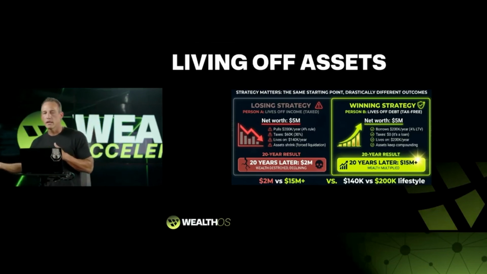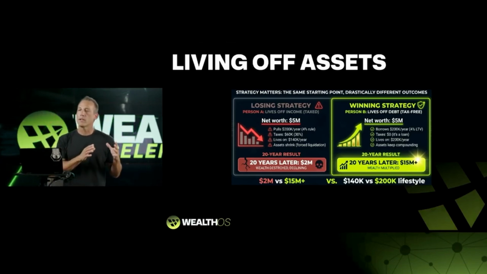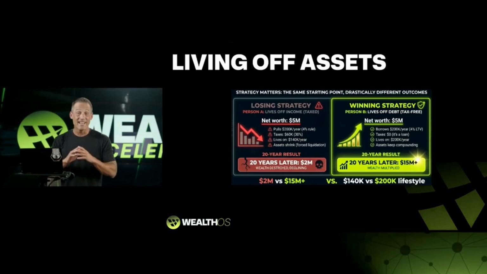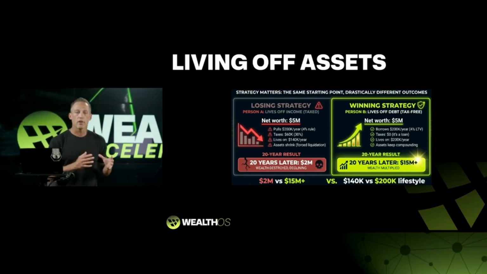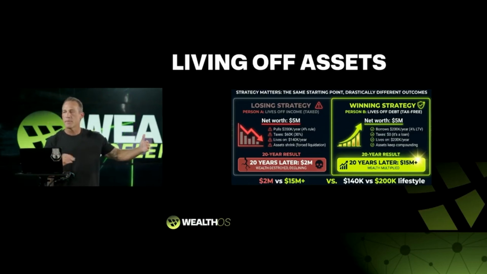Person B lives off debt. The reason why we live off debt is it's tax-free in any country. It doesn't matter what country you're in. You don't tax debt. I could borrow money against my assets and pay $0 in taxes. I could live on the $200,000. That means 20 years later, my net worth is not $2 million. My net worth is now $15 million because my assets kept compounding the entire time.